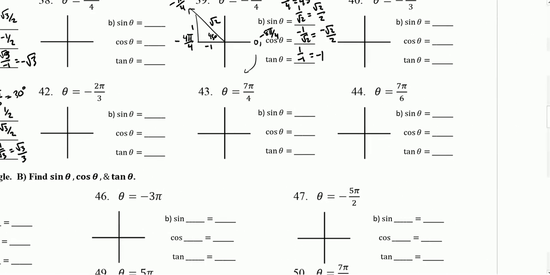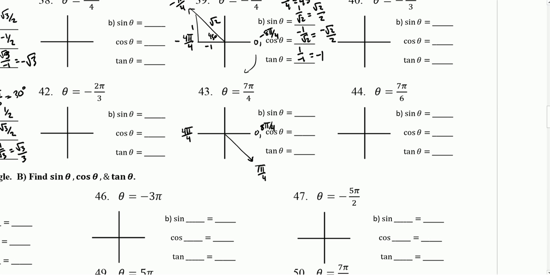(43) 7 pi over 4. Here's 0. Moving counterclockwise, we get 4 pi over 4 at 180 degrees, because that reduces to pi. We get 8 pi over 4 at 360, because that reduces to 2 pi. So 7 pi over 4 is in quadrant 4.